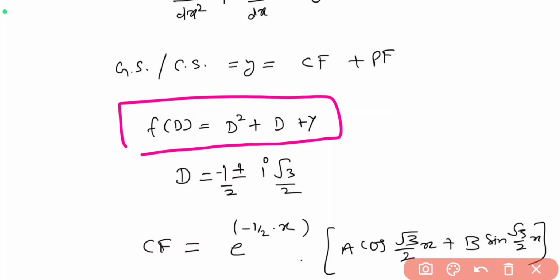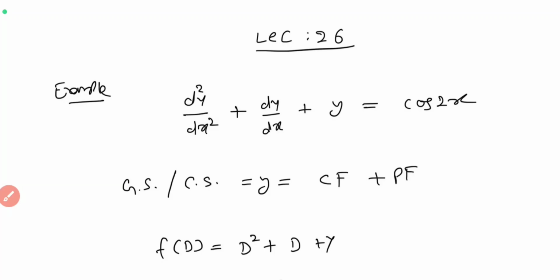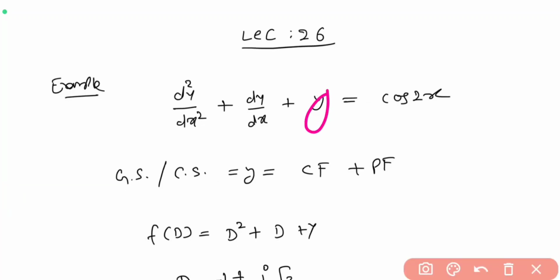So D square plus D plus, this should actually be 1. Why should it be 1? Because that was my mistake. You can see if we take y common from here, from here, and from here, the plus 1 will be there, so it should be D square plus D plus 1.